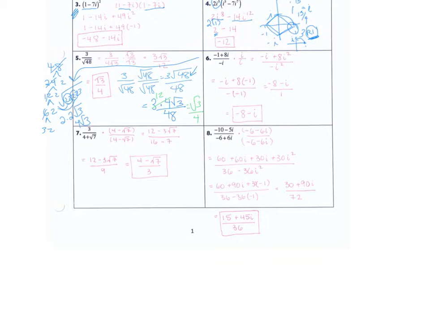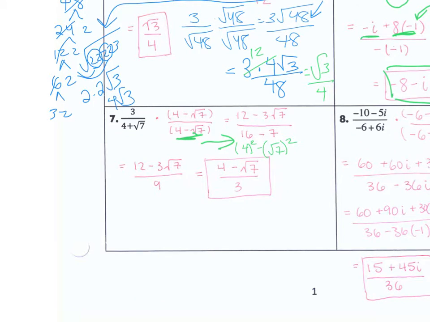So for number 6, remember you need to get rid of the i in the denominator, so you can multiply by i over i, and don't forget to distribute on top, so that's why you get -i plus 8i squared. You replace i squared with -1, so you get -8, which you write first, minus i, which you write second, all over 1. Remember, anything over 1 leaves you with what's in the numerator.